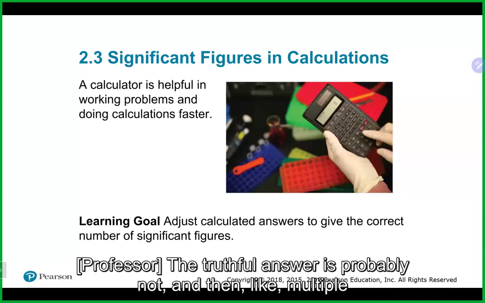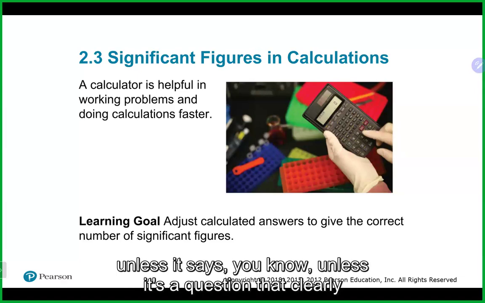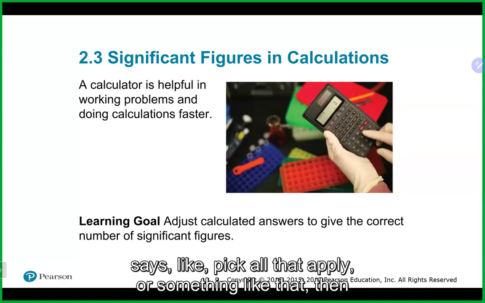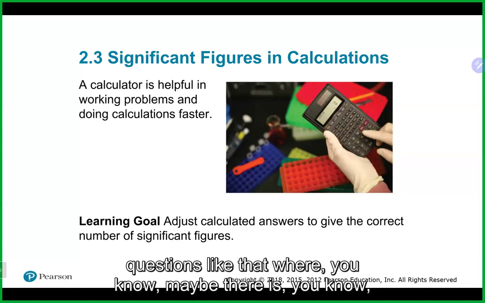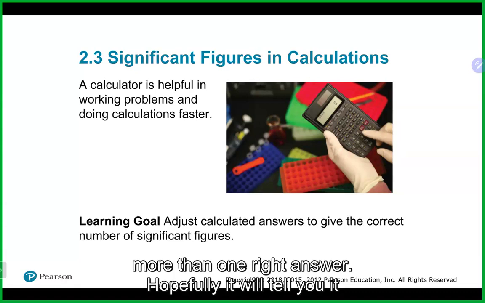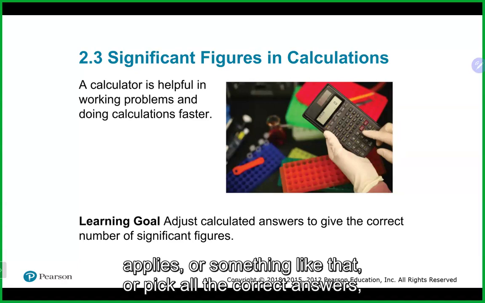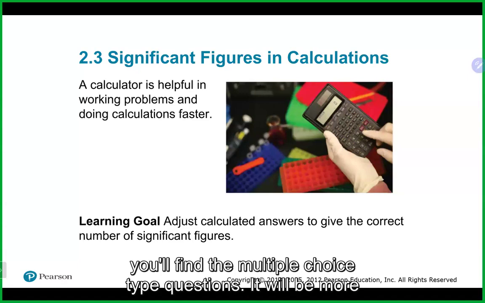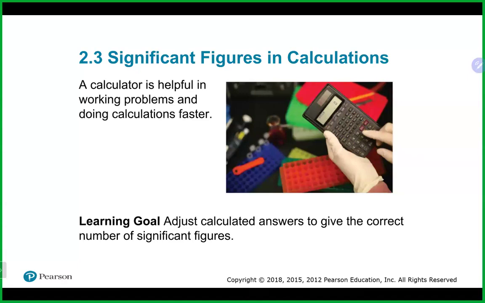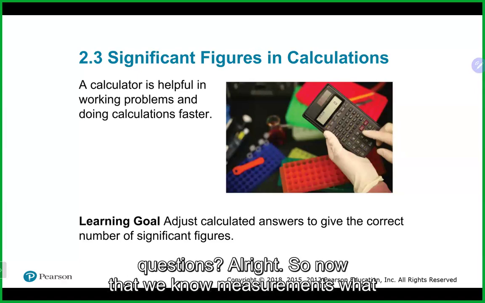The truthful answer is probably not, in a multiple choice question, not on purpose, unless it clearly says something like pick all that apply, then it might be more than one. Online, there might be questions where there is more than one right answer. Hopefully it will tell you, usually saying pick all that apply or pick all the correct answers. Usually for our exams, where you'll find the multiple choice type questions, it will be one: pick the best answer. One best answer. Other questions?